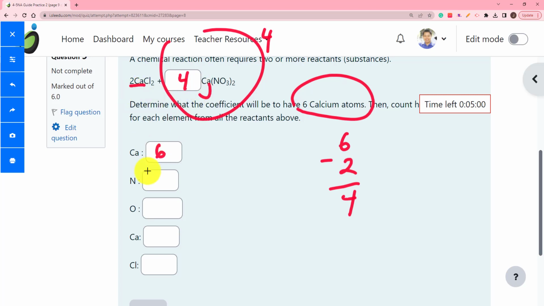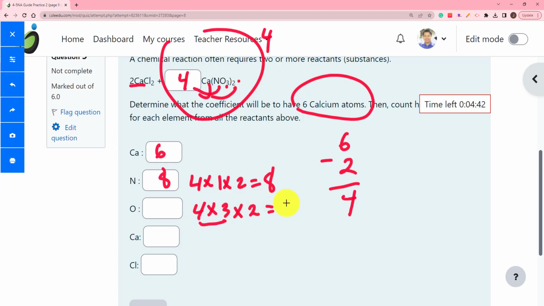So for calcium, we have 2 here plus 4. That gives you 6. For nitrogen, 4 times 1 times 2 gives you 8. Then for oxygen, we have 4 times 3 times 2. Well, that's 12 times 2. That's 24. And we have calcium again, that's 6 again. For chlorine, it's 2 times 2. That's 4. Any particular question about this one? The math is a little bit more difficult, isn't it?